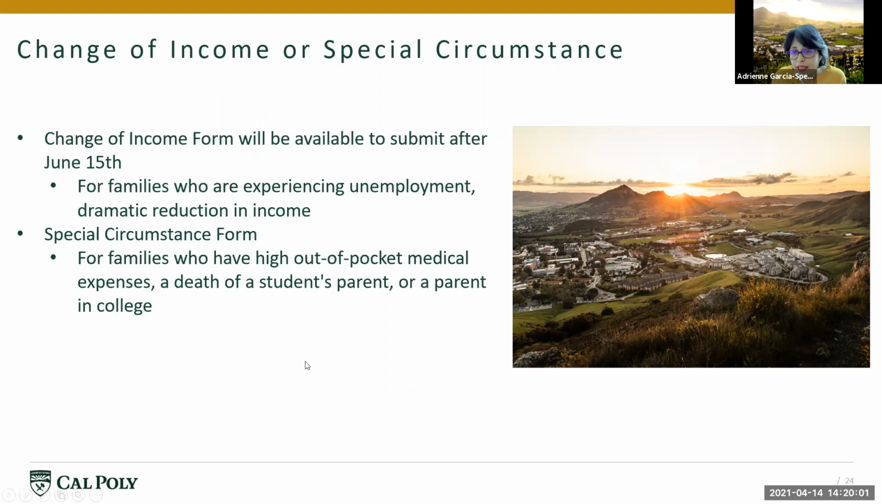In addition, there may be not necessarily a change of income, but special circumstances, such as a family who has high medical expenses that aren't really accounted for in their tax information. Perhaps there's been a death of a student's parent, or a parent is enrolled at least half-time in college seeking their own degree. These are all circumstances that aren't automatically represented on the FAFSA or California Dream Act application. So we want to make sure that if that's the case, you seek out this form on our website and let us know about these situations, and we will review and make any adjustments if it results in additional aid eligibility.